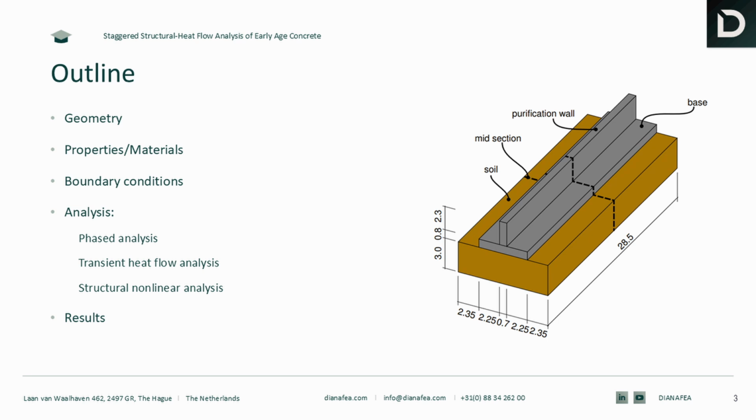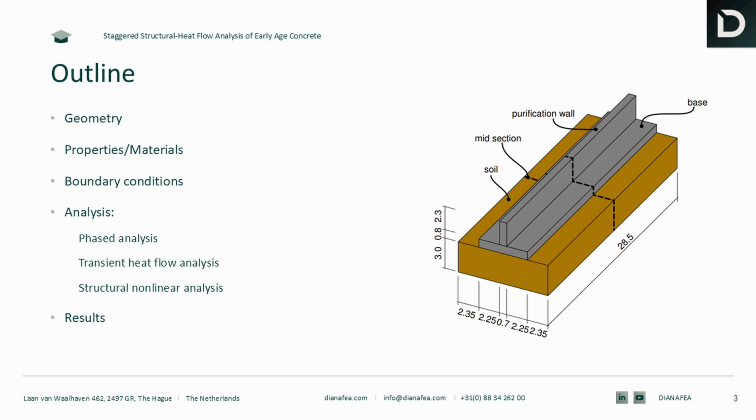After the geometry is set up, we move on to the material setting. In this case, we will assign linear elastic material properties for both concrete and soil. And then we will set up the boundary conditions for structural analysis and also for transient heat flow analysis. For example, the convection between the concrete and the air, and also the initial temperature as well as the fixed temperature on the boundary of the soil.